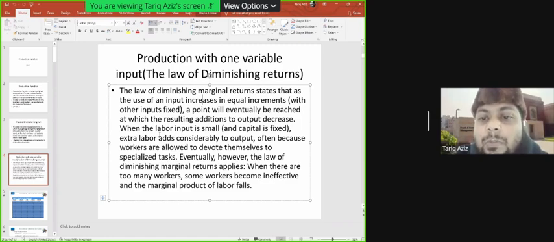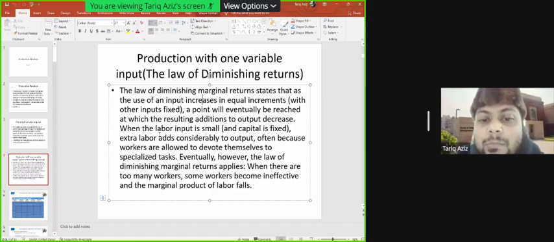When the labor input is small and capital is fixed, extra labor adds considerably to output. Initially, every extra labor contributes a lot to the output, because workers are allowed to devote themselves to specialized tasks. There are various reasons why the law of diminishing returns works. One reason is specialization. If we hire two laborers, every laborer will do the task in which he specializes. Because of specialization, there will be efficiency and more output.